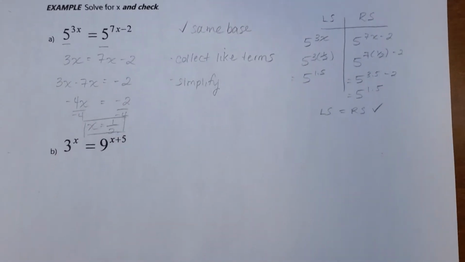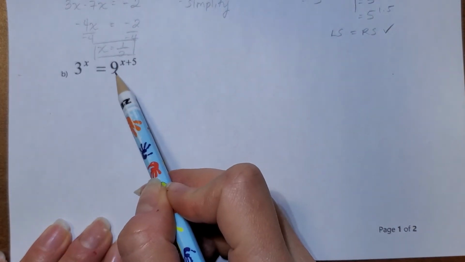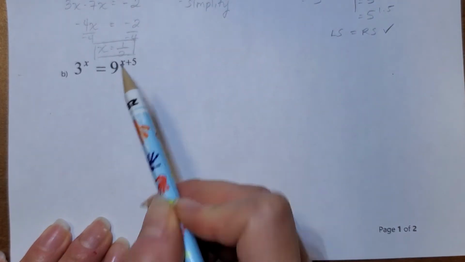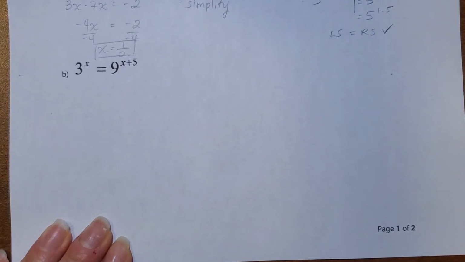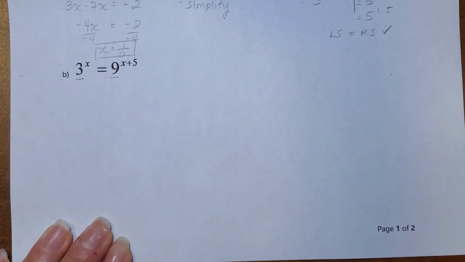Let's try a second example. So we have 3 to the power of x equals 9 to the power of x plus 5. So first thing we notice is that we have x in the exponent, so this is an exponential equation that we're solving for. And then we want to see if we can use our property. But we don't automatically have the same base.